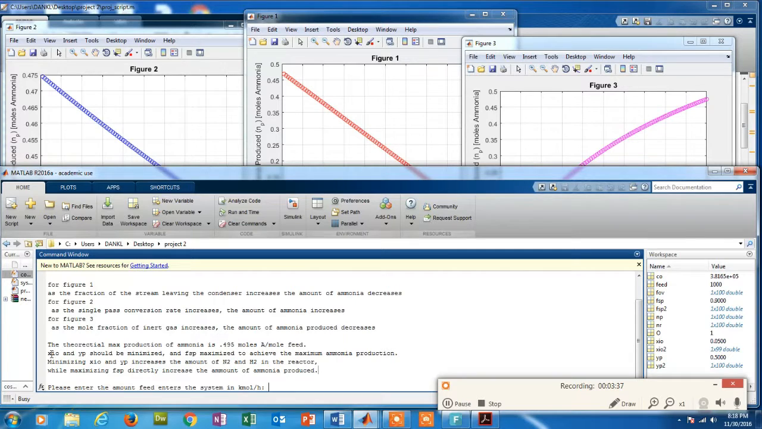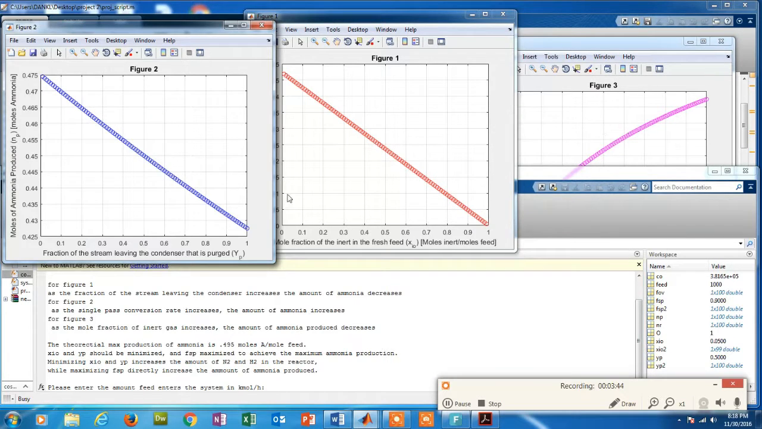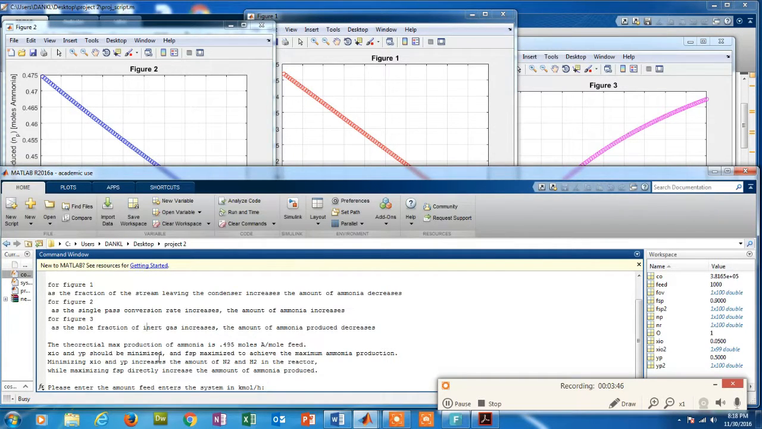Basically, the mole fraction of inert and the purge should be minimized and the fractional conversion maximized to achieve the maximum ammonia production. And this is where it comes into cost analysis. This is going to be number four, task four in this situation.